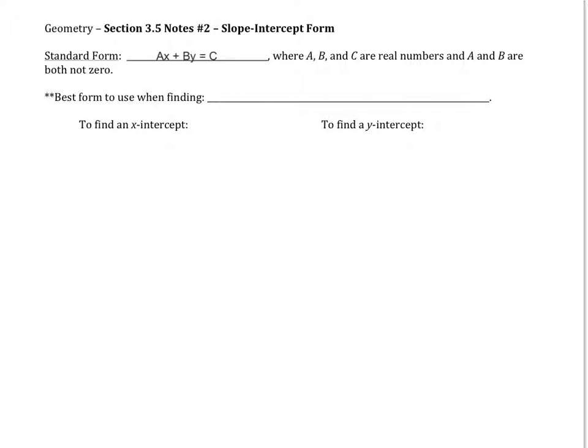A, b, and c are real numbers and a and b are both not zero. So again, standard form is ax plus by equals c. A, b, and c are all real numbers. Typically they're whole numbers and the a value is typically not negative, and a and b both cannot be equal to 0. An example would be 3x minus 4y equals negative 12.